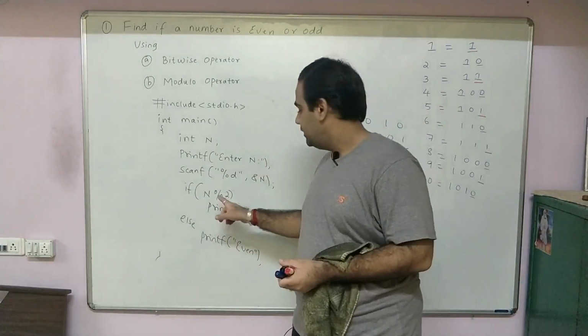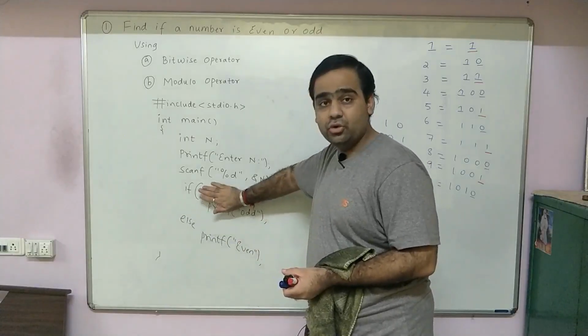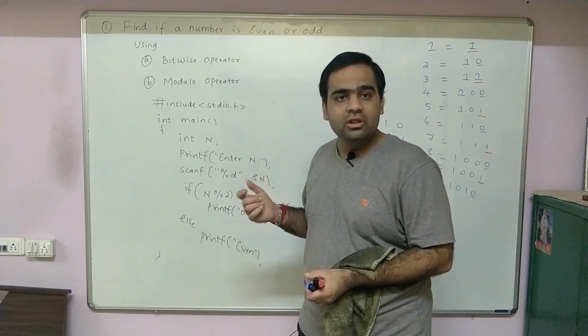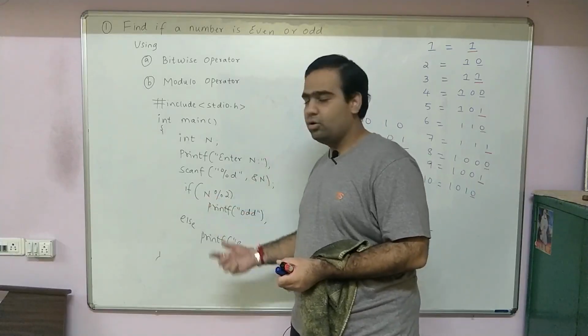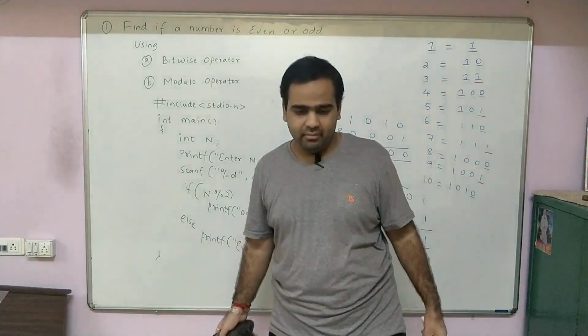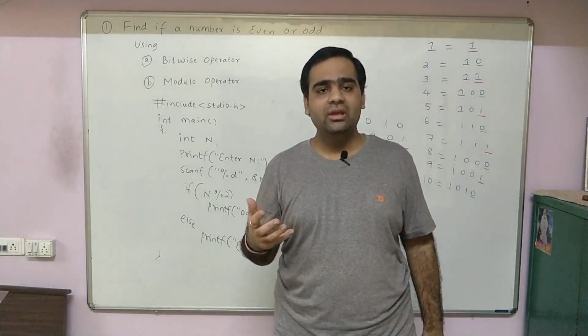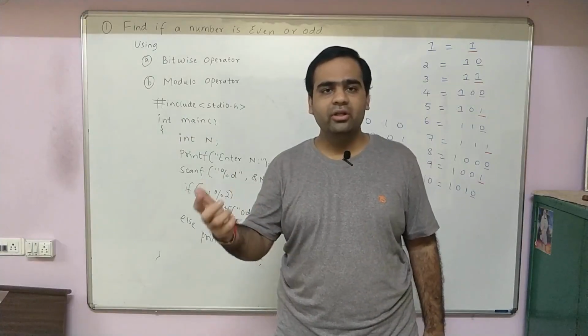Suppose it is 9, 9 modulo 2 is 1. 1 is taken as true, therefore it says odd number. Suppose I say 10, 10 modulo 2 is 0, it is false, and it calls it an even number. This is a very simple program. This is how we find if a number is even or odd using the bitwise operators.